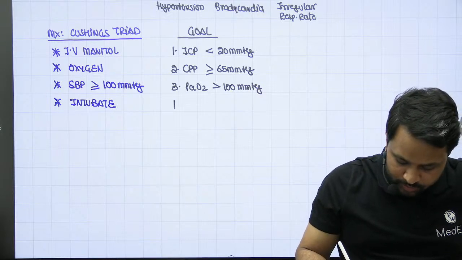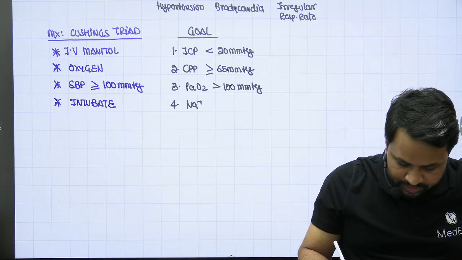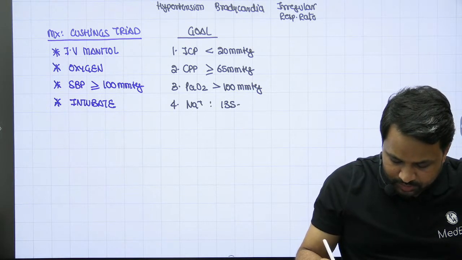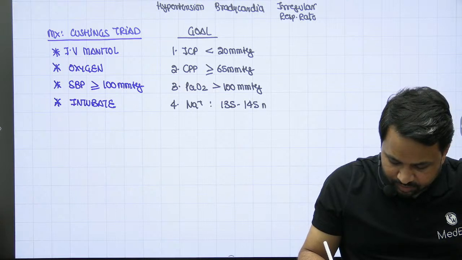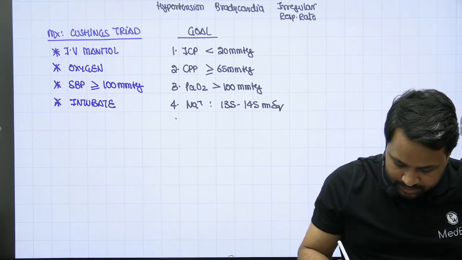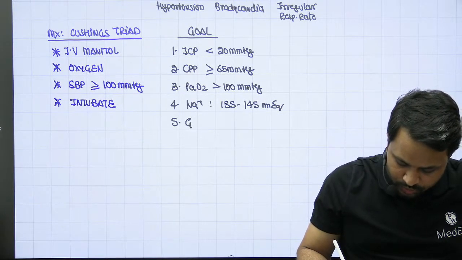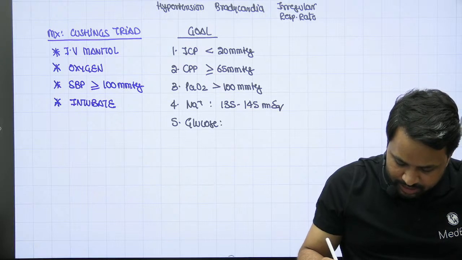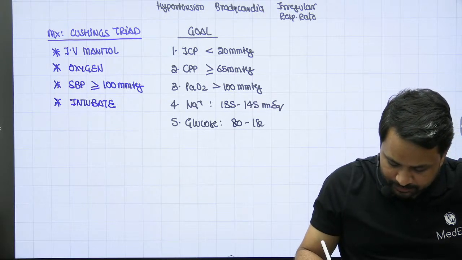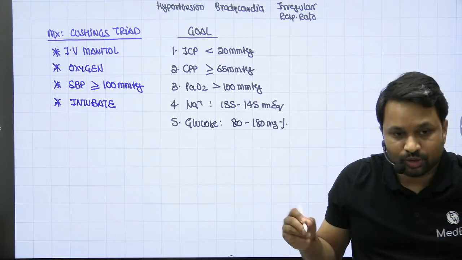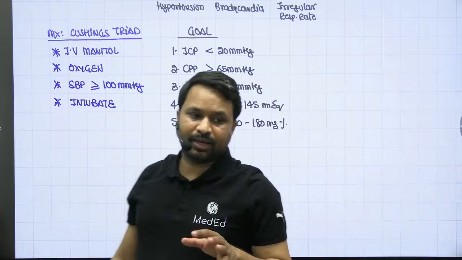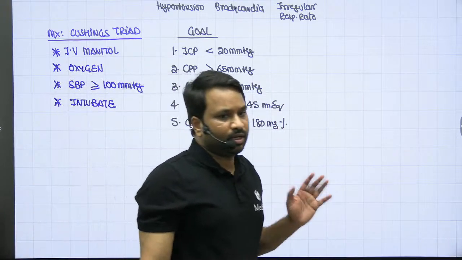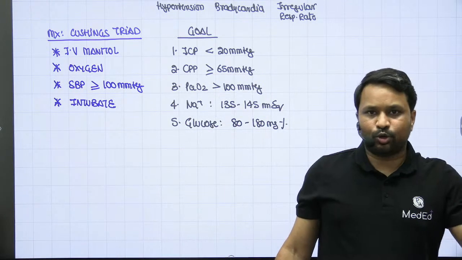Get your sodium and glucose to be normal. The sodium level has to be maintained at its normal, that is 135 to 145 milliequivalents. And the last one is your glucose. The glucose level has to be maintained between 80 to 180 milligram percent. So these are the goals in the management of your intracranial pressure, okay.